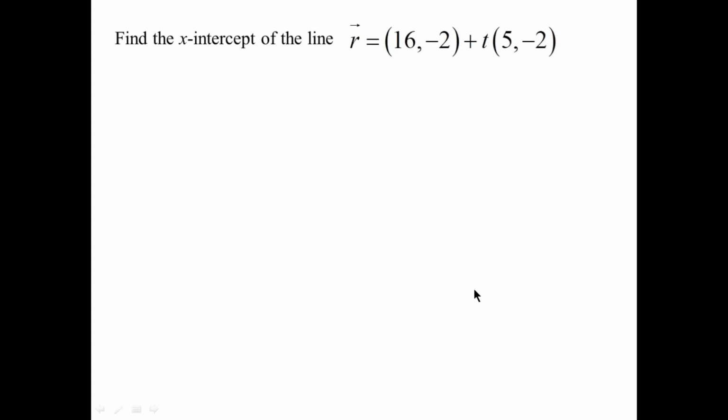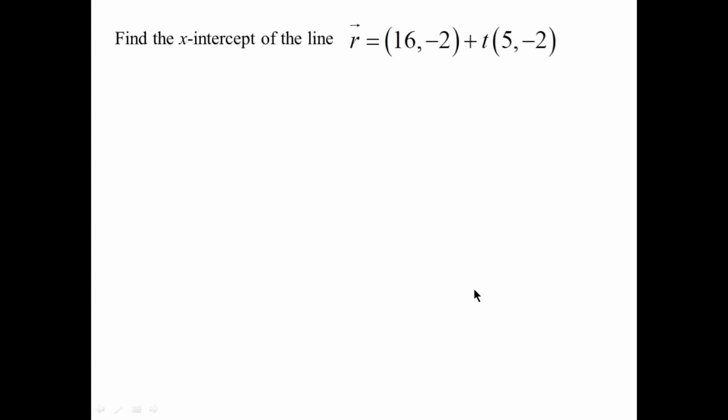Find the x-intercept of a line. So we're playing all these games that we played in grade 9. Find the x-intercept of the following line. Okay, now we're doing it with vectors, and it's kind of fun. You can just think about a method. How are you going to find an x-intercept?